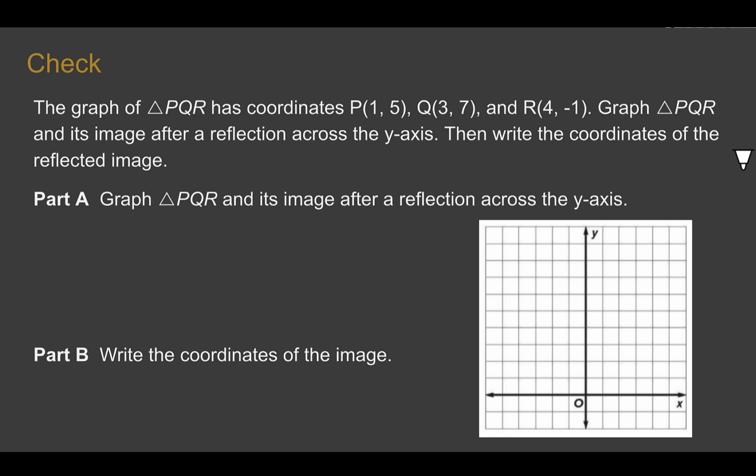Check your understanding. Read through the situation. Graph triangle PQR and the image after a reflection across the y-axis. Then write the coordinates of the image. Pause the video now and complete the check.